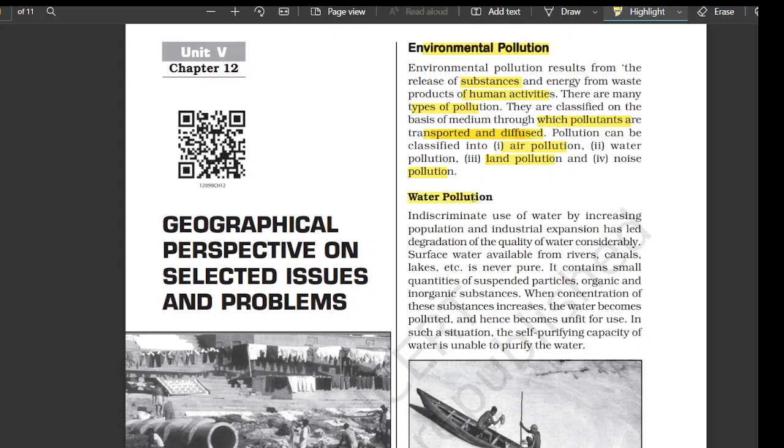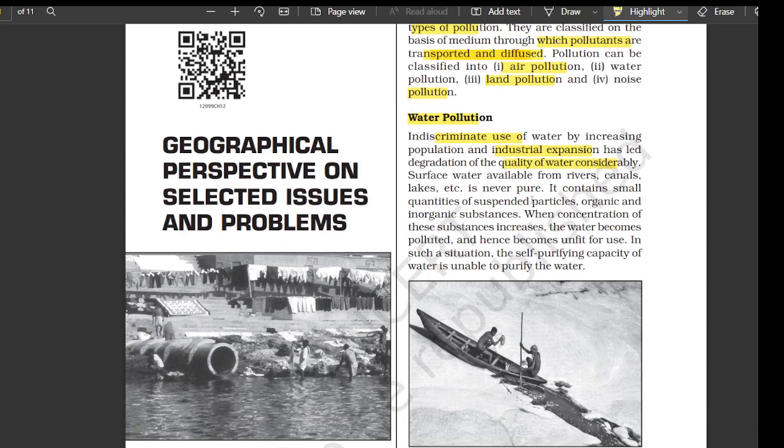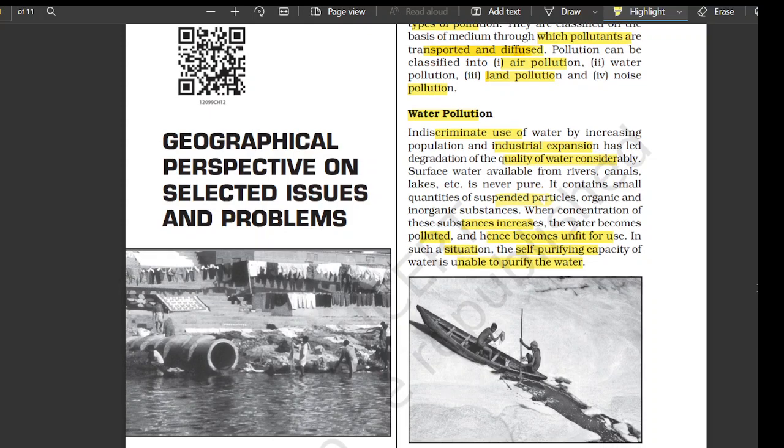Water pollution. Indiscriminate use of water by increasing population and industrial expansion has led to considerable degradation of the quality of water. Surface water available from rivers, canals, lakes, etc. is never pure. It contains small quantities of suspended particles, organic and inorganic substances. When the concentration of these substances increases, the water becomes polluted and hence unfit for use. In such a situation, the self purifying capacity of water is unable to purify the water.